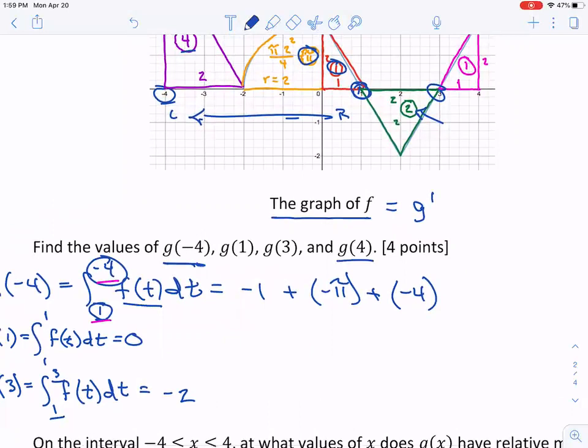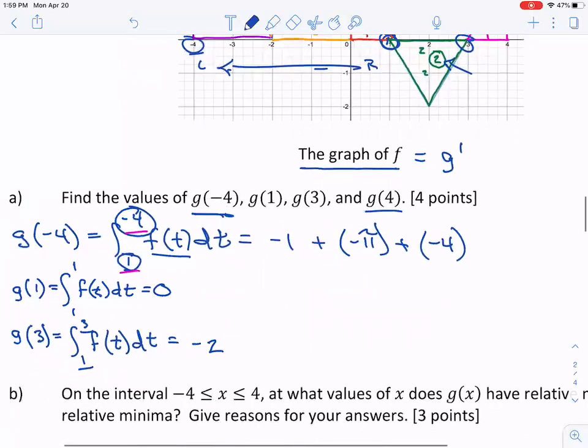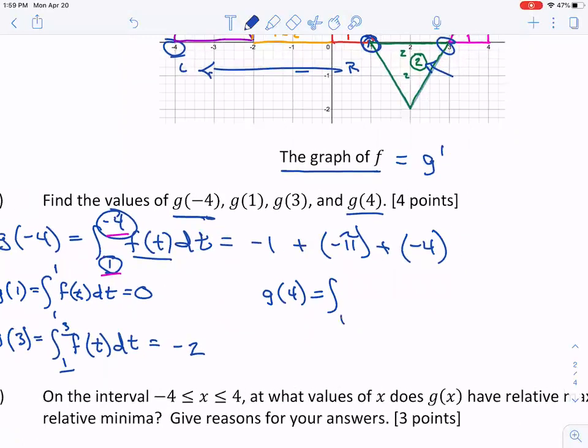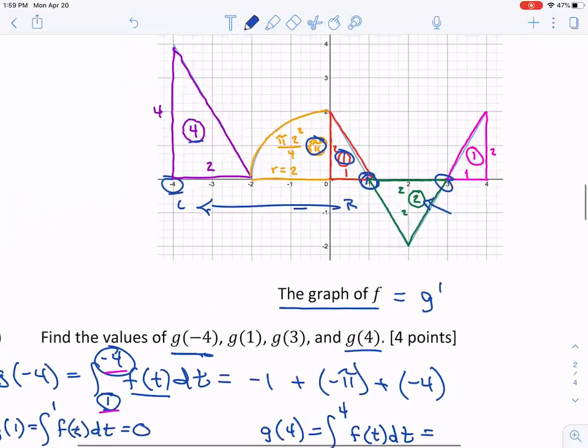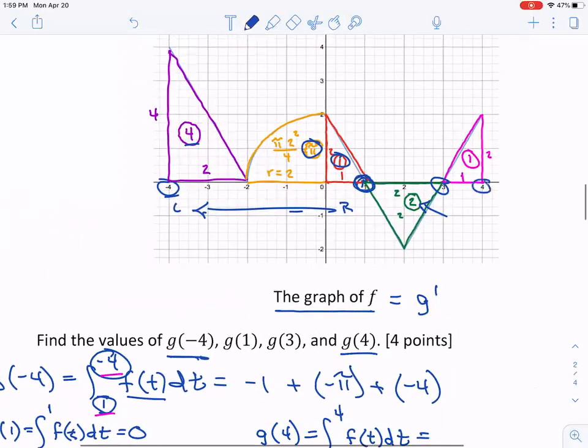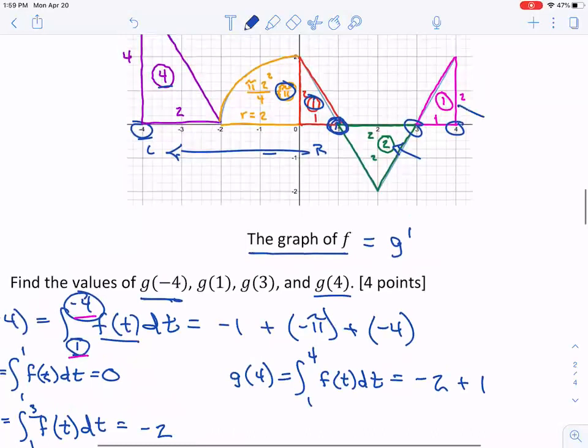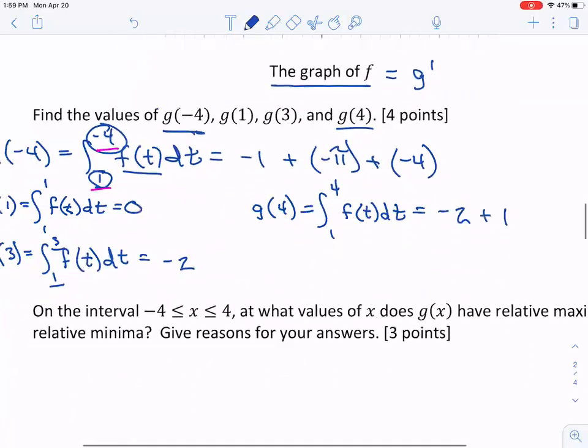And then last but not least, g at 4. Drop that into my equation for my function, lower bound of 1, upper bound of 4, f of t, dt. I'm going from 1 to 4. So I'm going to reckon that 2 again as -2 plus 1. I'm going to include that 1 in that last, that pink triangle. So that's going to be the value of g at 4.